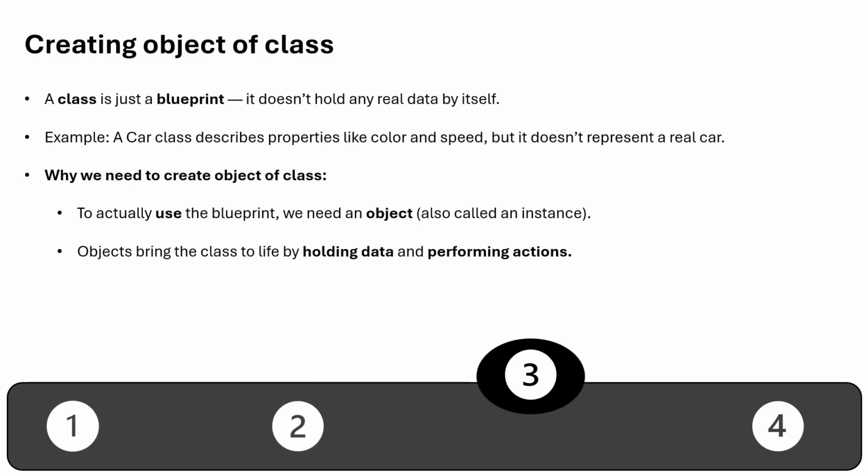Ever wondered why we create objects of a class in Java? Can't we just use the class directly? Let's clear that up. A class is just a blueprint, but it doesn't hold any real data by itself. In our example, a car class describes properties like color and speed, but it doesn't represent a real car. To actually use the blueprint, we need an object, which is also called an instance. Each object can store its own values. With objects, through methods defined in the class, we can perform actions.